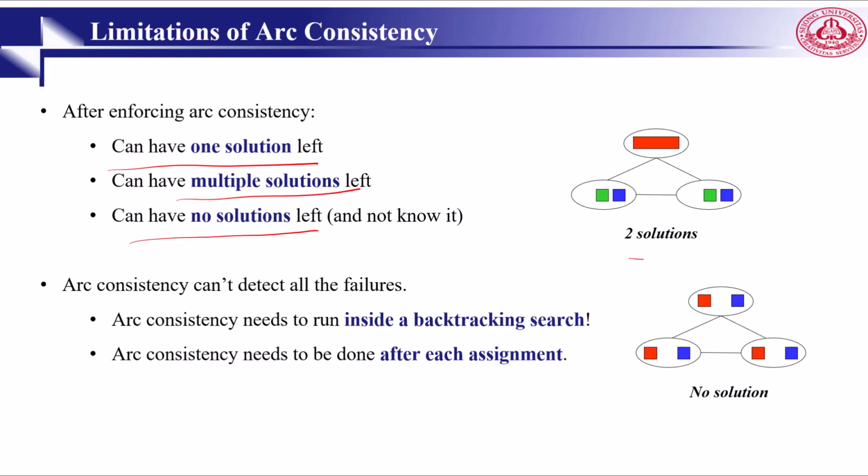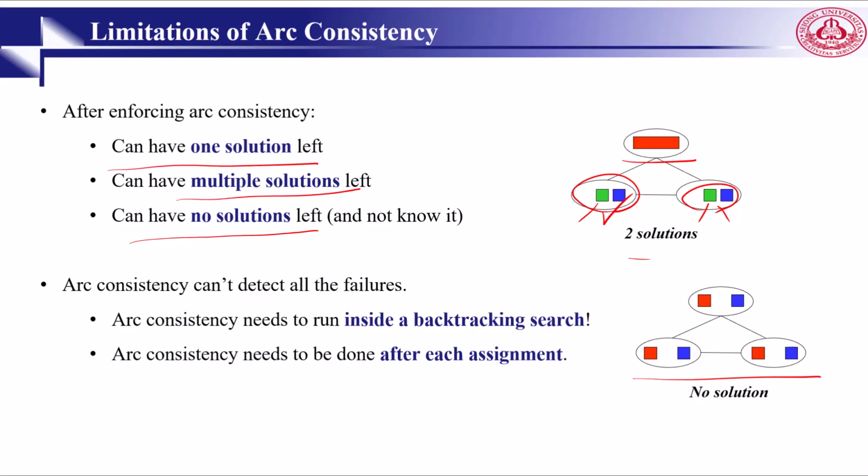So in this figure that you can see here, if we select red for this one, then there will be two solutions remaining, right? For example, this one can get green or blue. It's okay, right? If we assign blue to this one, this can be green. If we assign green to here, this can be blue. It's okay, right? All the arcs are consistent in this graph. Still, there are some problems: arc consistency cannot detect all failures that may happen in future.